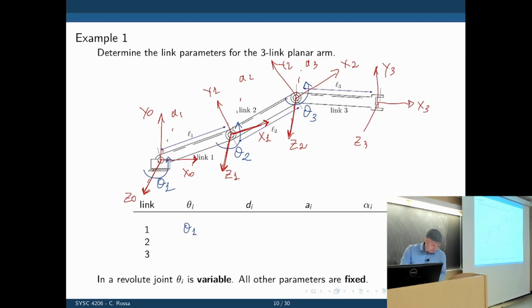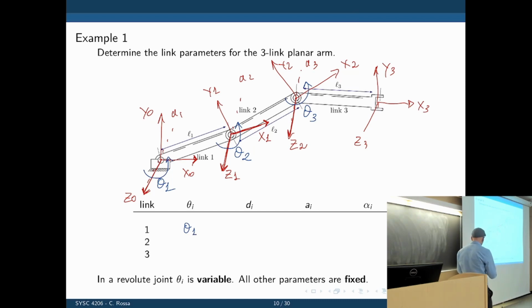What is d1? What's the definition of d again? Let's look at the notes. What's d? Translation across z. I have to look at my notes too. Translation across z between x-axes. Would it be sine? No, let's look at that again.